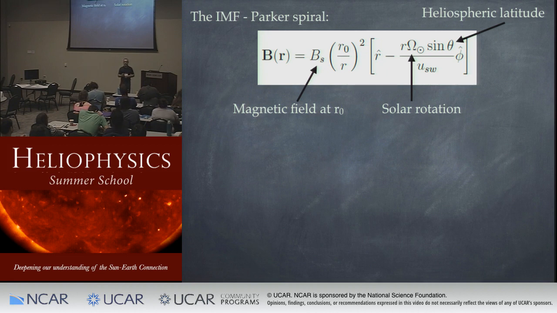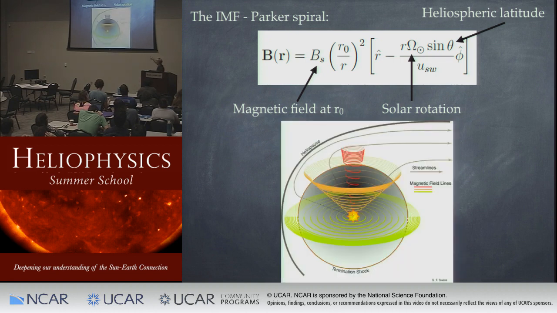45 degrees. By the time we get to Jupiter, it's 90 degrees. It means that by the time we get to Jupiter, the field is completely azimuthal.